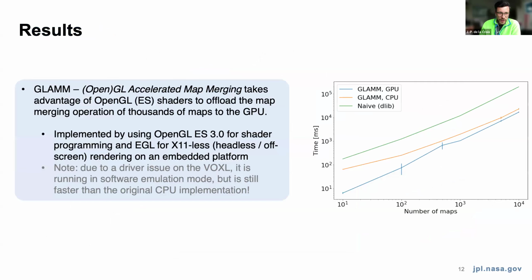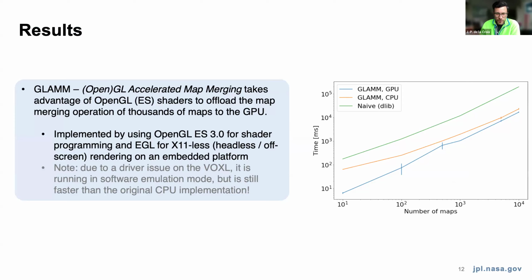What we built is a library called GLAM, or OpenGL Accelerated Map Merging, which takes advantage of OpenGL, specifically the ES shaders, which allow you to do the shader programming and offload the map merging operation of thousands of maps that we have to merge sometimes, right? The longer the robots have been exploring, the more maps they'll have generated. So the merging problem just keeps scaling larger and larger, and you end up with thousands of maps for your run.